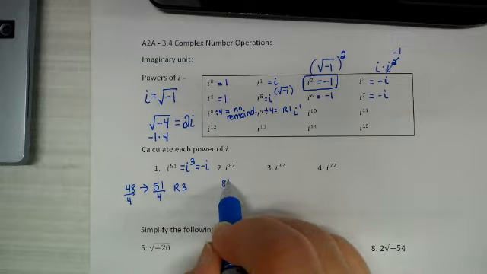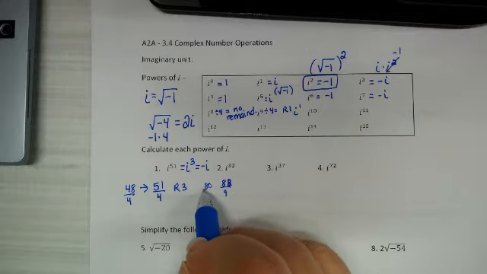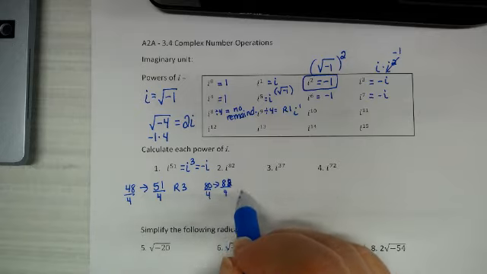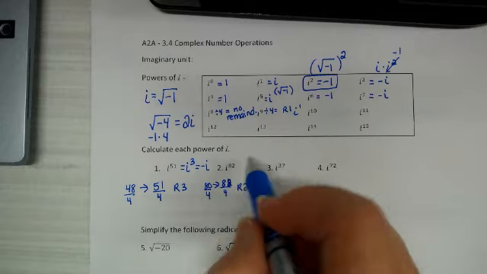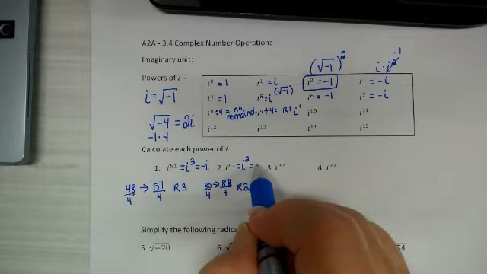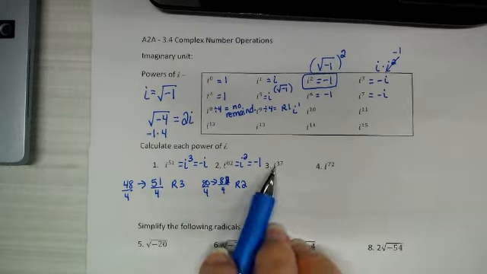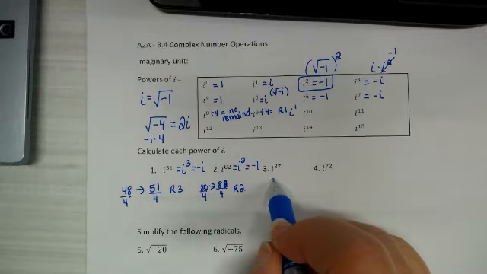82 divided by 4. Well, I know 80 divided by 4 goes in evenly, so now I've got a remainder 2. So i to the 82 is equal to i squared, which is -1. So you just divide by 4 and take the remainder.